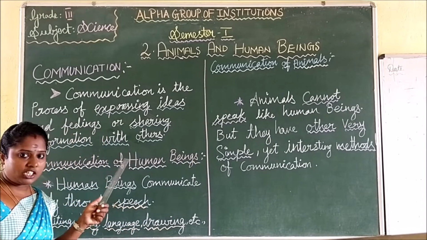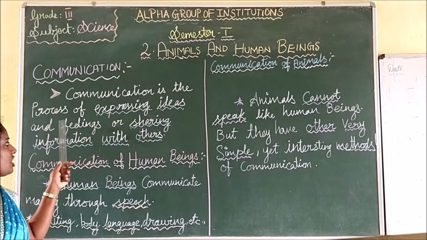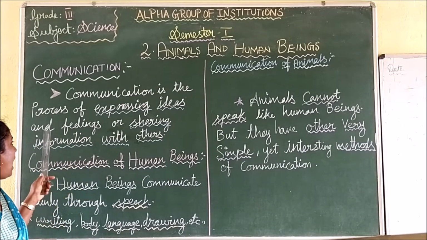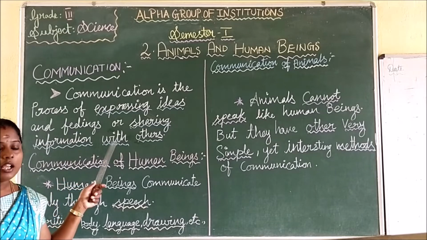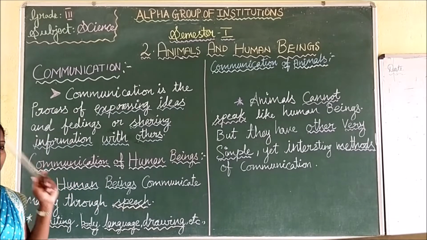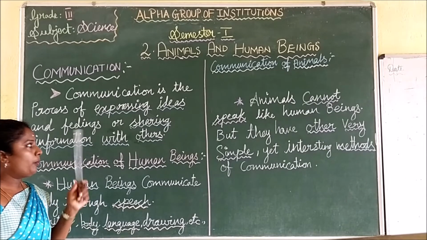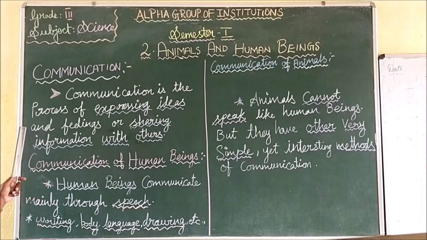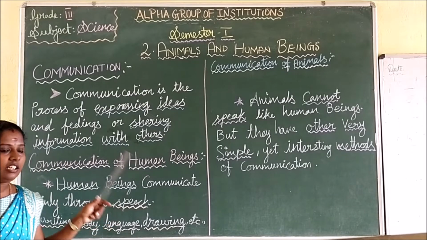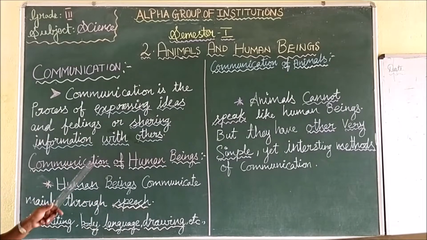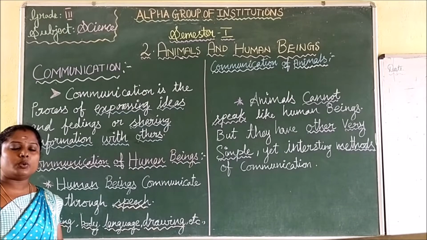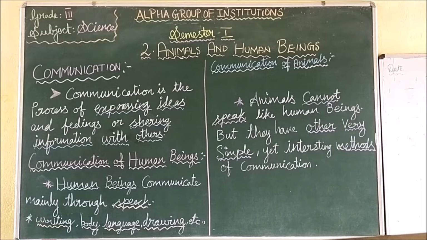So this is the communication. What is communication? Communication is the process of expressing ideas and feelings or sharing information with others. This is very important. How do human beings communicate? Human beings communicate mainly through speech, then writing, showing actions, that is body language, then drawing, etc.